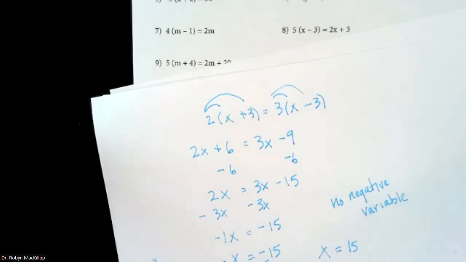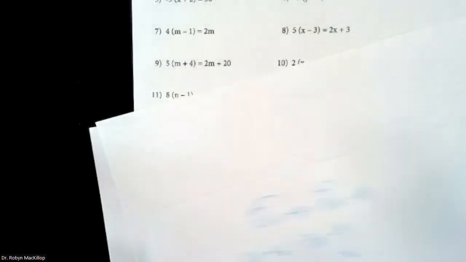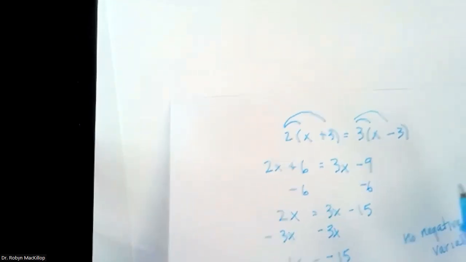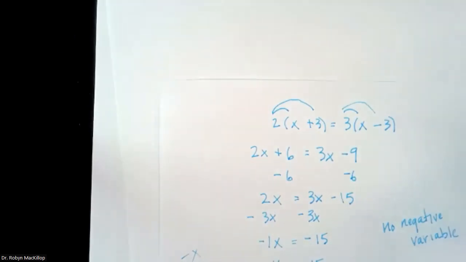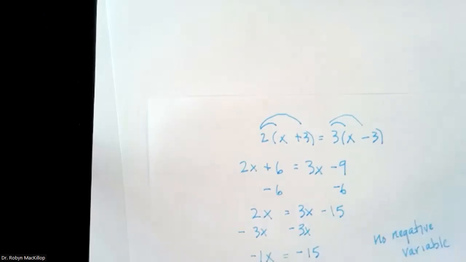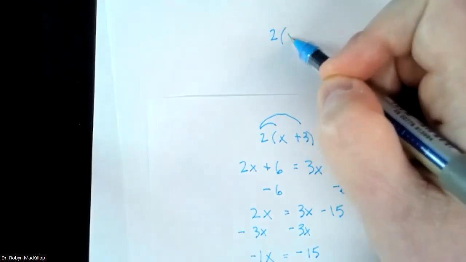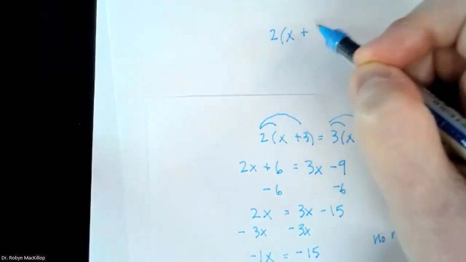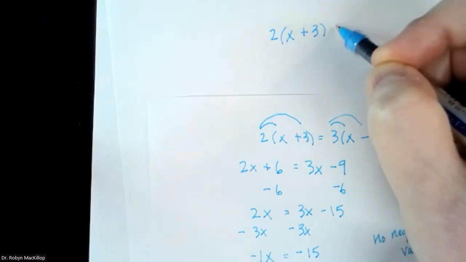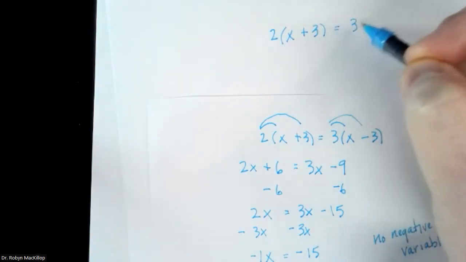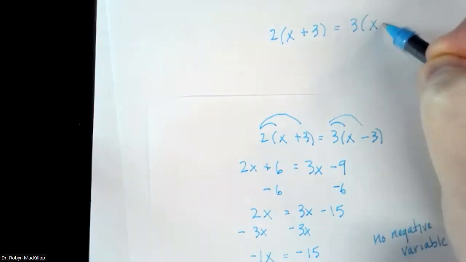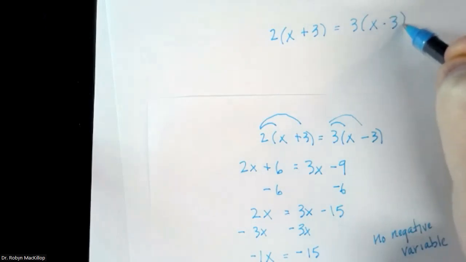All right, so I'm going to do this one again because it's a long one. And I'm going to do it just the way that we did when you've got any number in front of X. So let's go back to 2 times X plus 3 equals 3 times X minus 3.